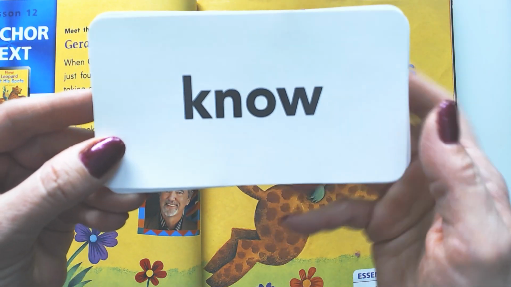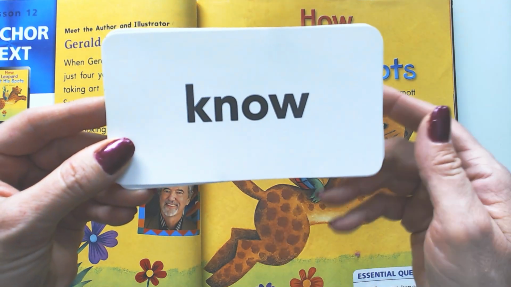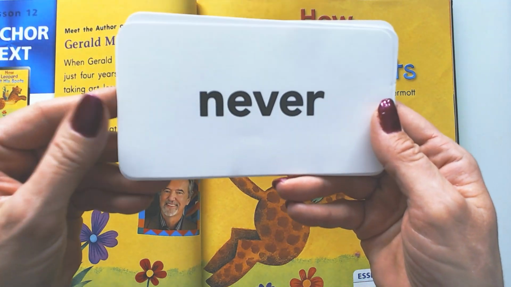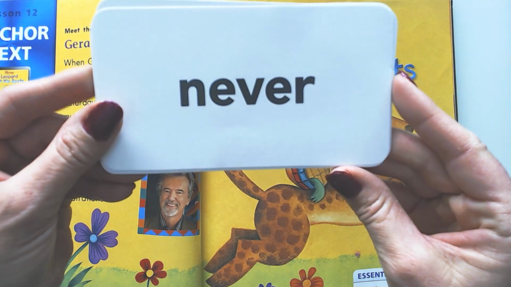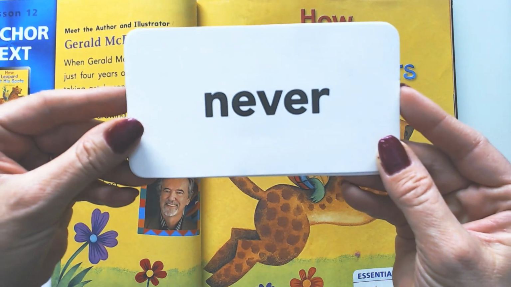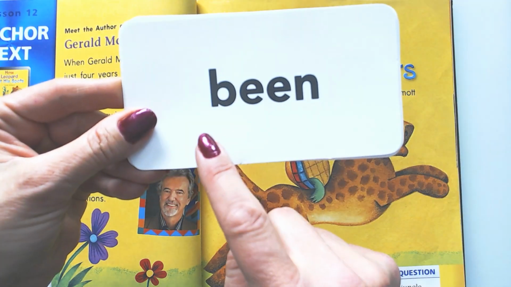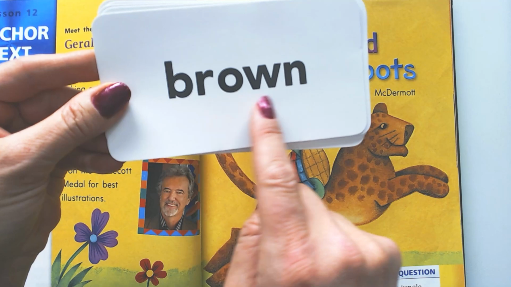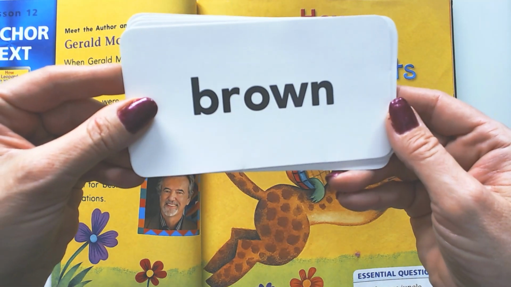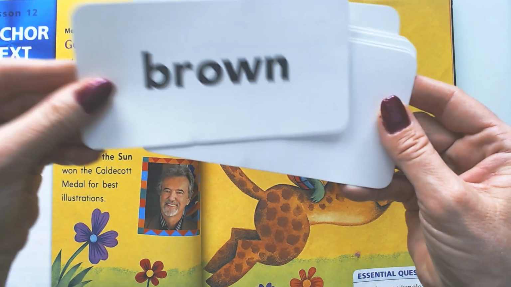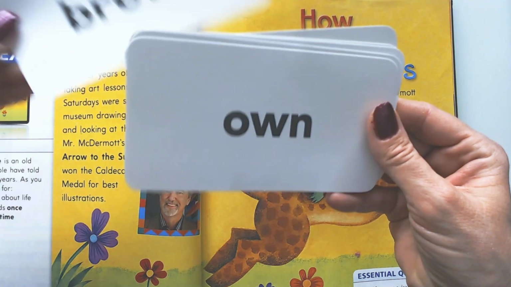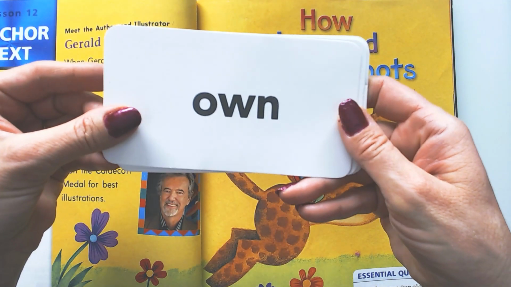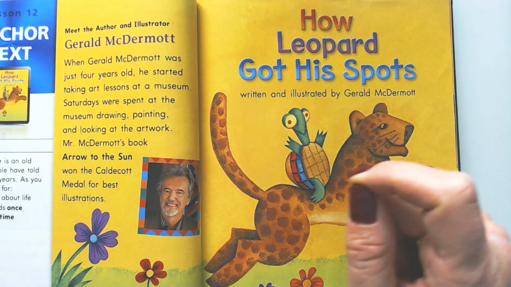These are our sight words. This one says no, like I know that. Off, take off your shoes. Never hurt someone. Been, how have you been? Brown, brown is a color word, like trees are brown. Well, the trunks of trees are brown. Own, you have your own backpack. And then we're back to the first one.